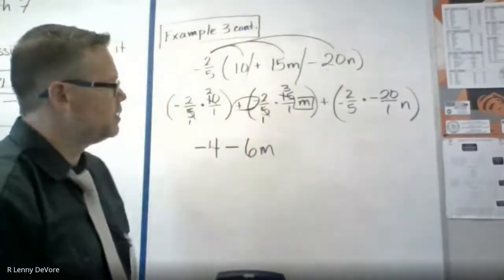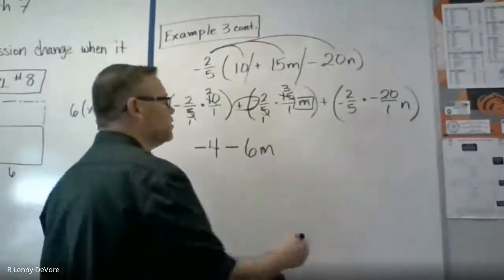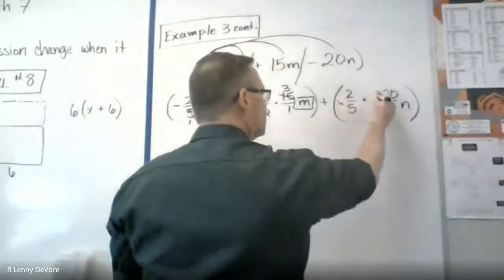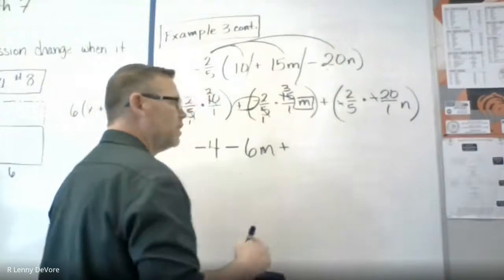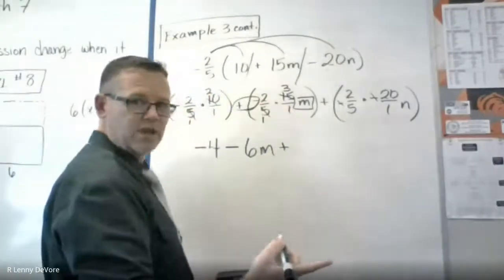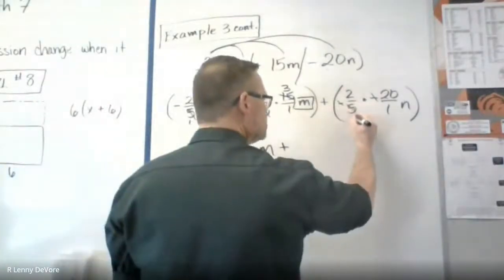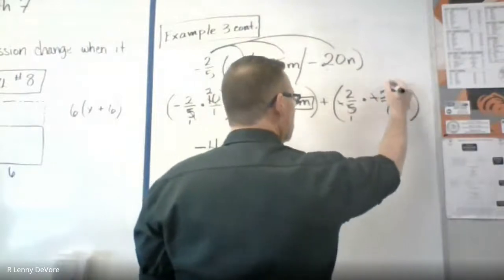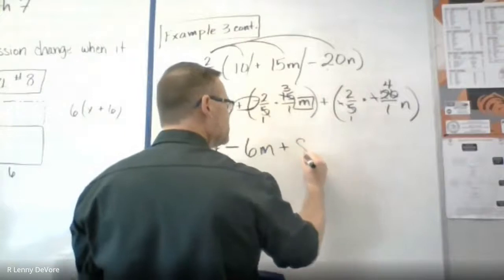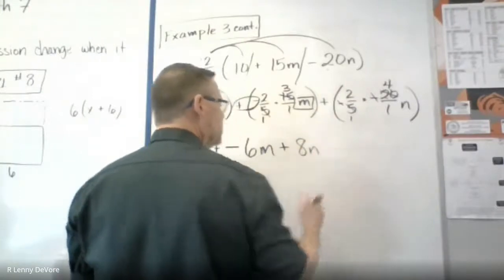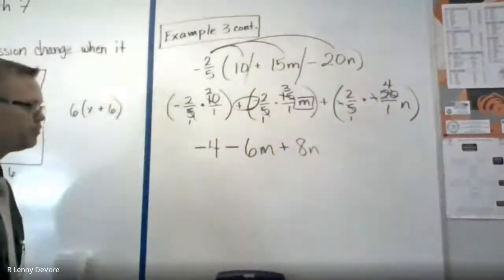Okay, now we're going to do it again. Negative and negative cancel each other out. So this time it's going to be a positive outcome. Okay, I'm going to look if I can cross cancel. 5 divided by 5 is 1. 20 divided by 5 is 4. And we multiply straight across, and this ends up being 8n. Now here's the problem here.